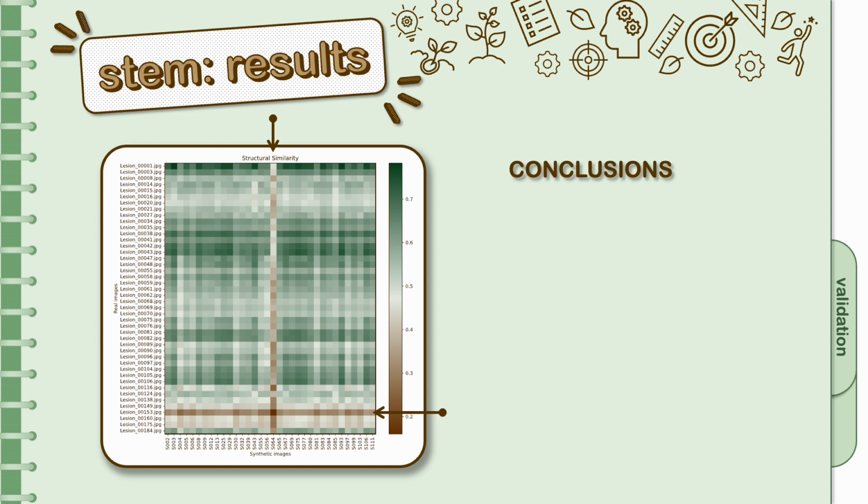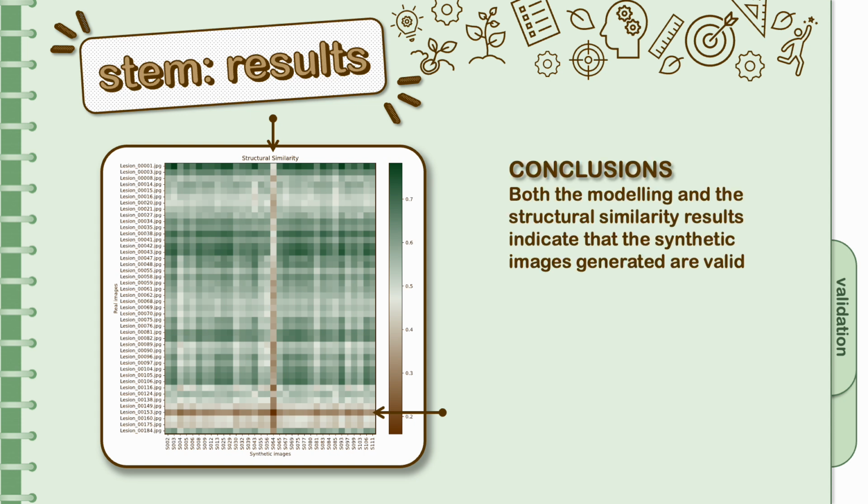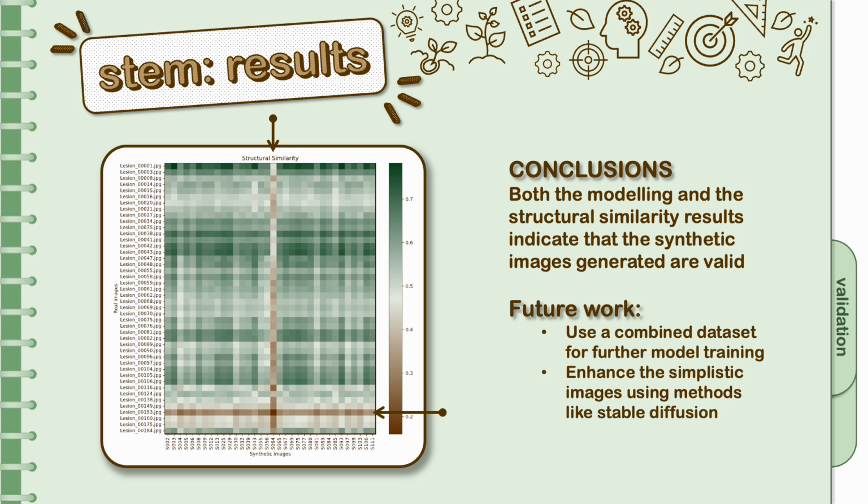So in conclusion, for the STEM dataset, both the modeling and the structural similarity results indicate that the synthetic images that were generated are valid. For future work, what can be done is we could use a combined dataset for further model training. So instead of using a phased approach in which we train the dual model using real and then synthetic, or synthetic and then real, we combine the real and synthetic images into one dataset. So that's a possibility. We could also enhance the simplistic synthetic images using methods such as stable diffusion to make them more realistic, and that might increase model performance.